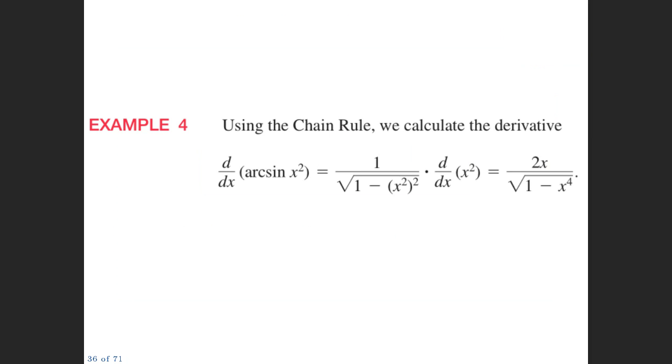So for example, using this formula, d dx of arcsine of x squared, here u is equal to x squared. That's 1 over the square root of 1 minus u squared, or 1 over the square root of 1 minus x squared squared, multiplied by du dx, that's d dx of x squared. So we get 2x over the square root of 1 minus x to the power 4.